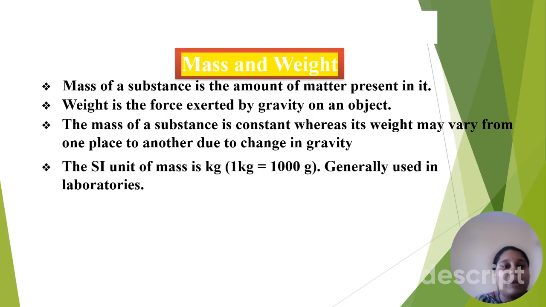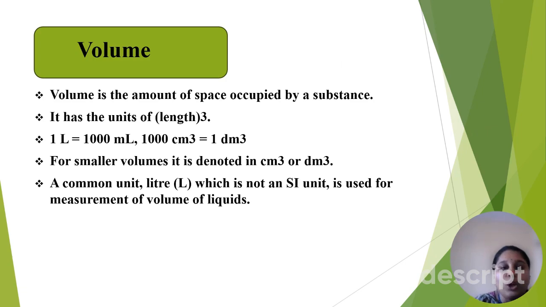So the SI unit of mass is kg, that is 1 kg is equal to 1000 grams. Generally it is used in laboratories. Now volume. Volume is the amount of space occupied by a substance. It has units of length cube. 1 liter is equal to 1000 ml. 1000 centimeter cube is equal to 1 decimeter cube. For smaller volumes, it is denoted in centimeter cube or decimeter cube. A common unit, liter, which is not an SI unit, is used for measurement of volumes of liquids.